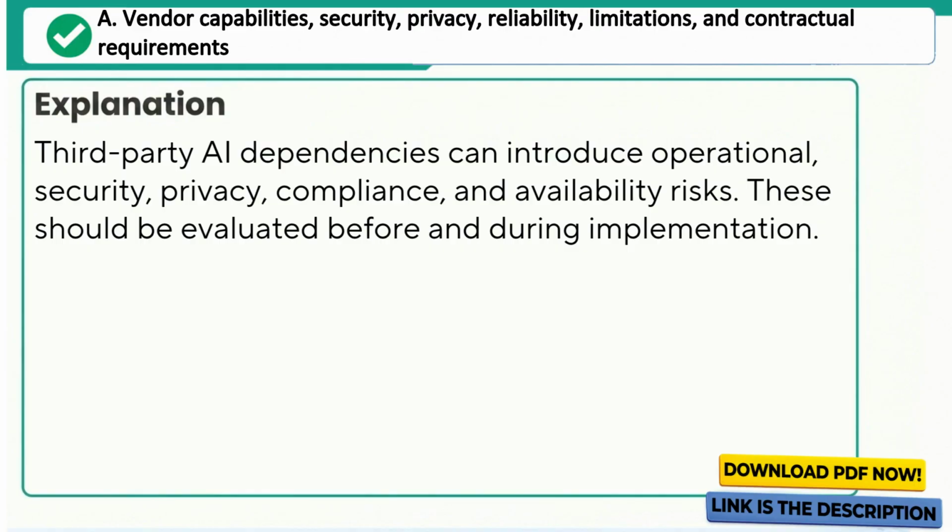Correct answer. A. Vendor capabilities, security, privacy, reliability, limitations, and contractual requirements. Explanation. Third-party AI dependencies can introduce operational, security, privacy, compliance, and availability risks. These should be evaluated before and during implementation.